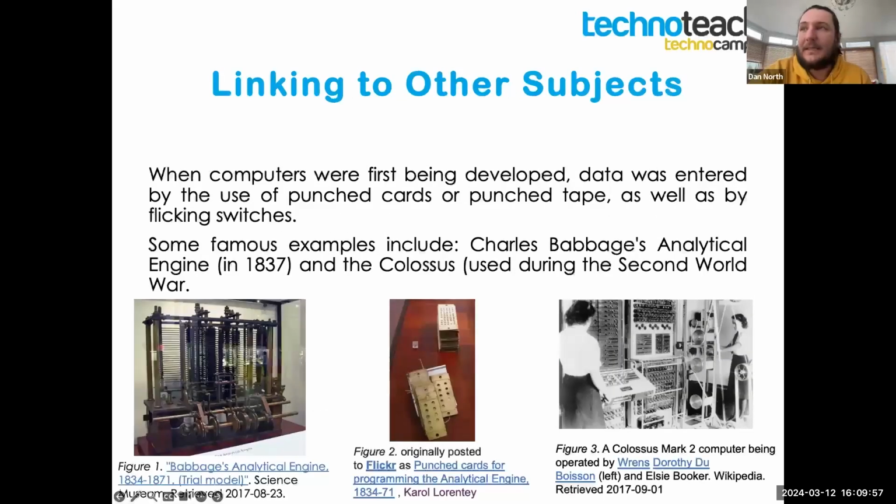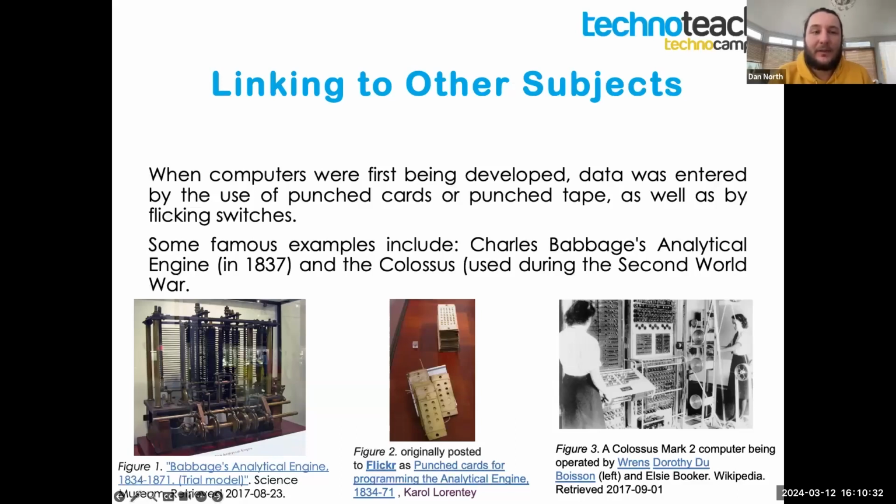Now, this links into other subjects. So when computers were first being developed, then the data into these computers had to be entered either via punched cards, which were very popular in the 50s and 60s, as well as flicking switches, or pushing pins into the computer itself. So actually connecting, adding something that the electricity could flow through. You are completing the circuit with a pin.